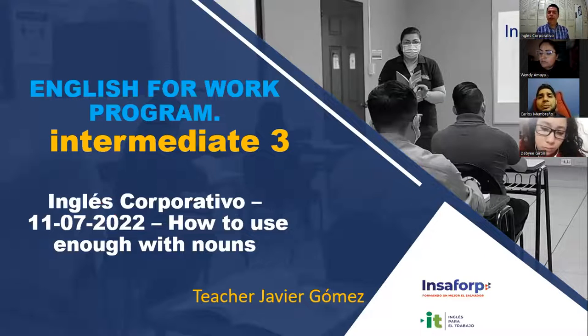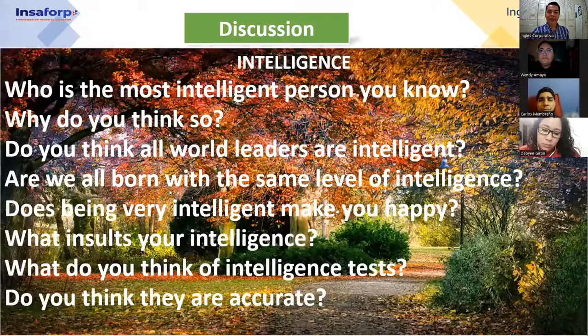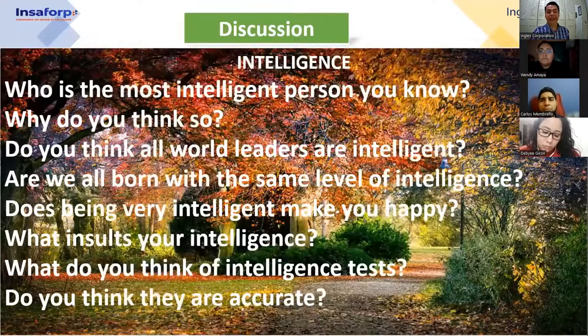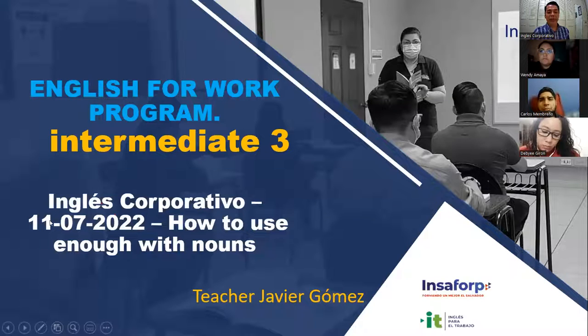Okie dokie, ladies and gentlemen. Welcome to English for Work program Intermediate 3. Today is 11. No, sorry, there is a mistake here. Wait a minute. It's my mistake, give me a second. Teacher committed a mistake. This is not 11, it's 12. And the name of the class for today is describe effective branding. So I'm going to change it, give me a second.